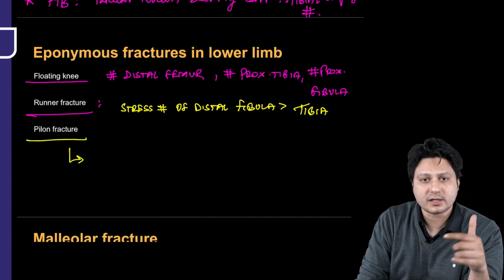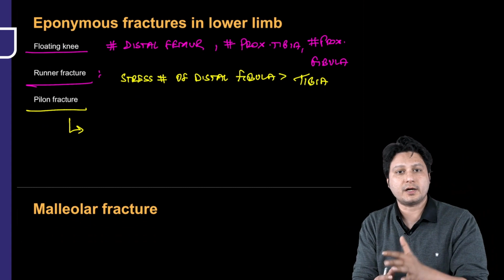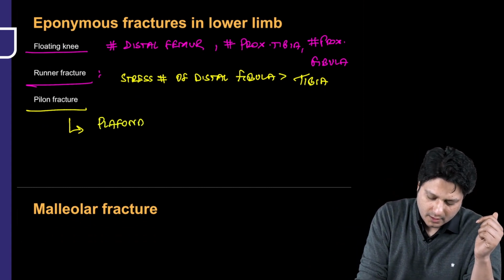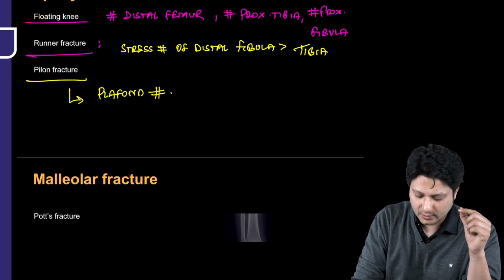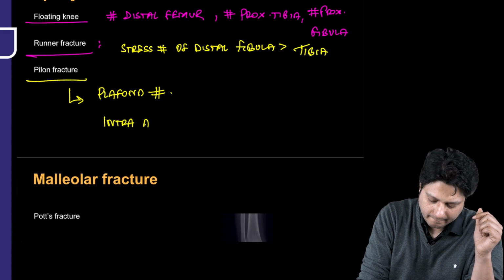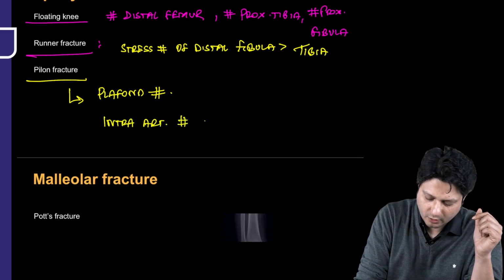As far as pylon fracture is concerned, pylon is also known as plafond fracture. This pylon or plafond fracture is actually an intra-articular fracture of the distal tibia.